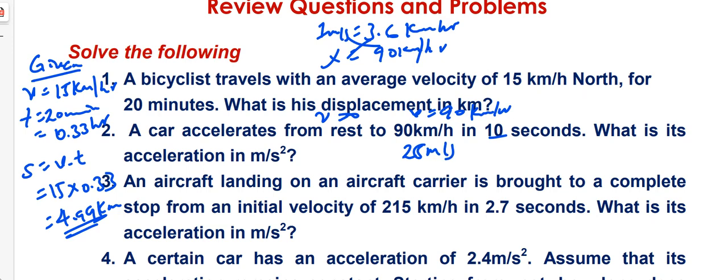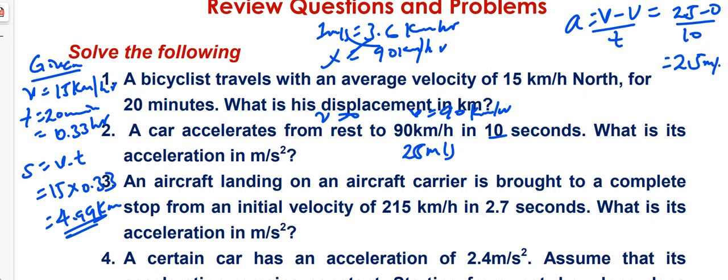Now the acceleration is equal to final minus initial over t. Final is 25 minus 0 over 10, which is 2.5 meter per second square. This is question number 2.